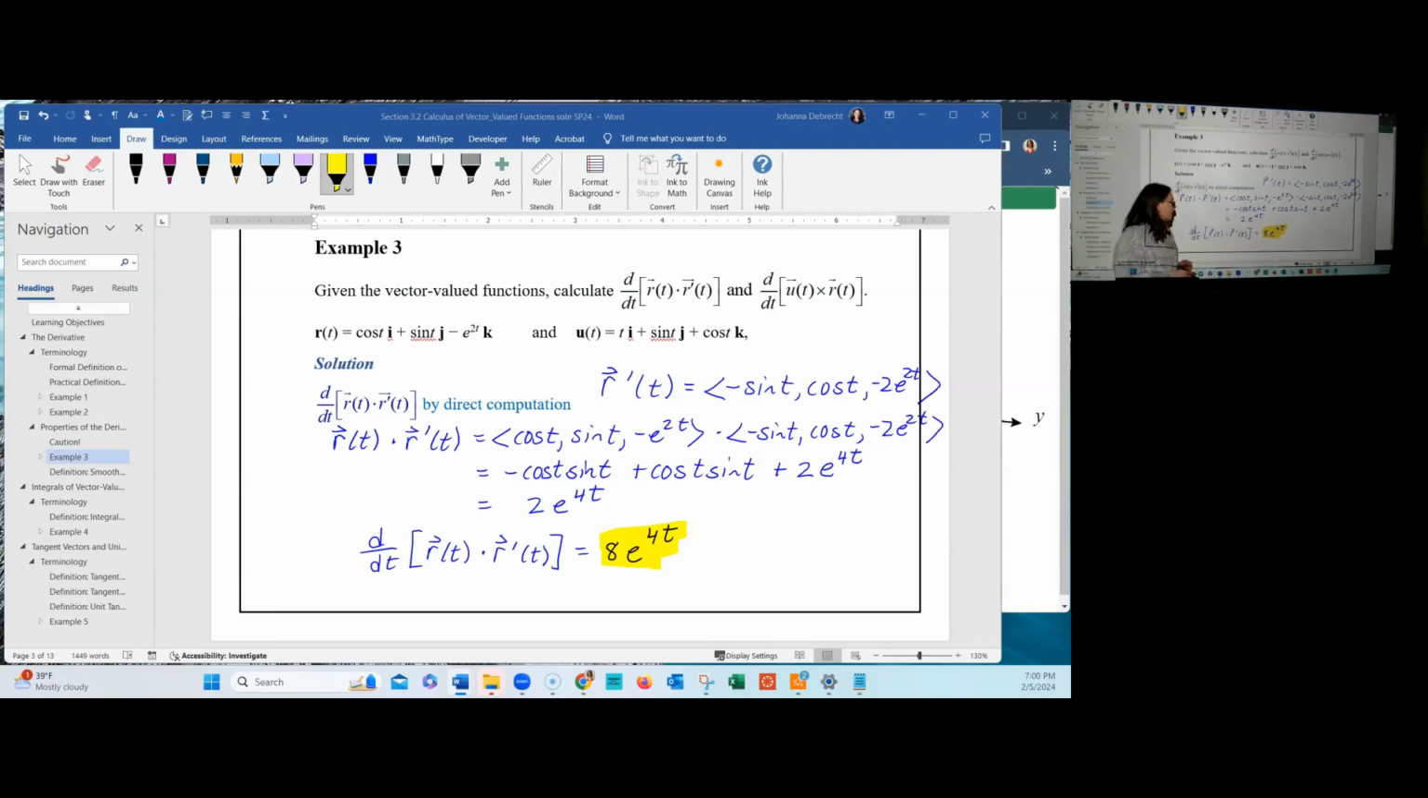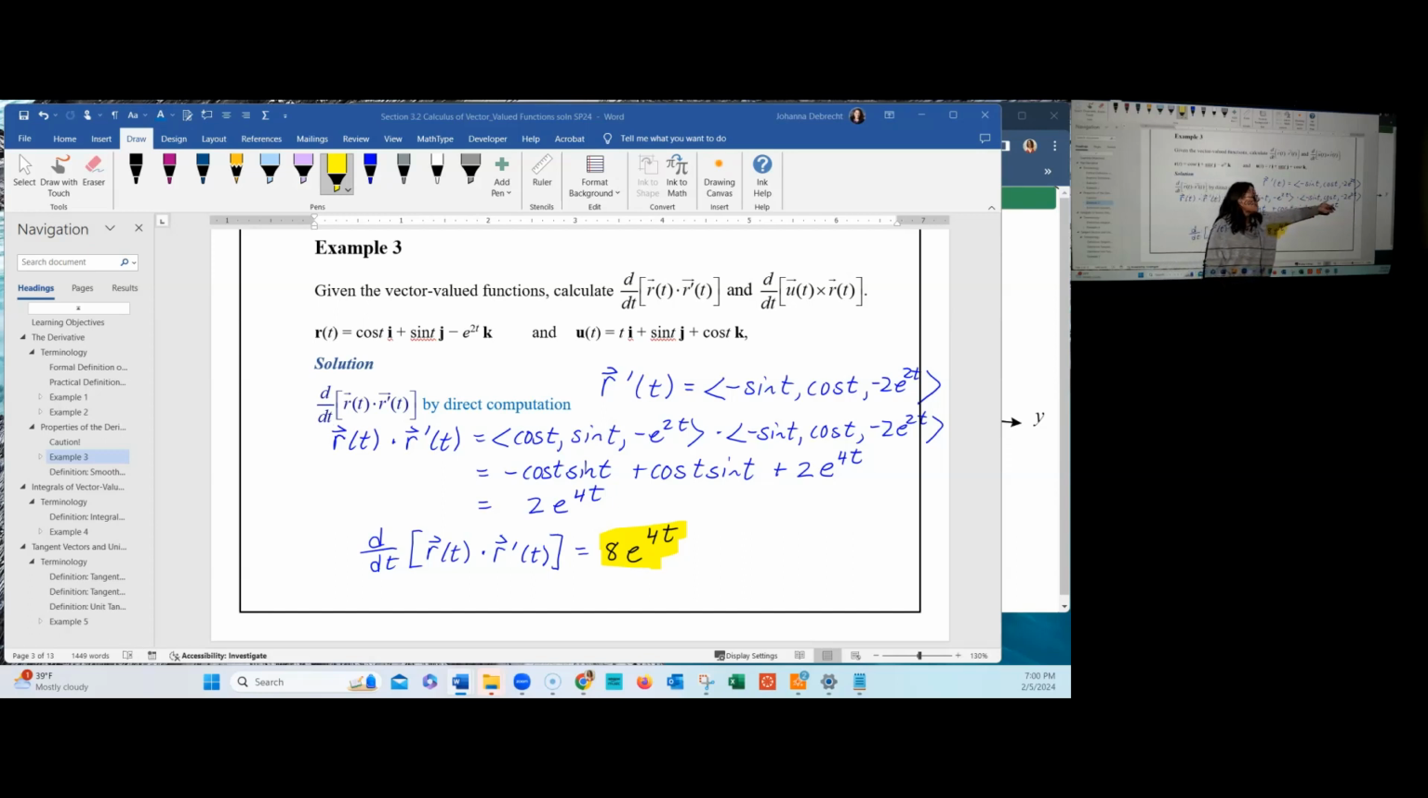Okay, so let's compare how we did. When we're looking at this one, the first thing I did was compute r prime of t, which gave me the vector negative sine of t, comma, cosine t, comma, negative 2e to the 2t power. Then I went ahead and did the dot product of the two vectors together. Remember, the dot product gives you a scalar, not a vector. It gave me negative cosine t sine t plus cosine t sine t, which canceled each other out, plus 2e to the 4t.